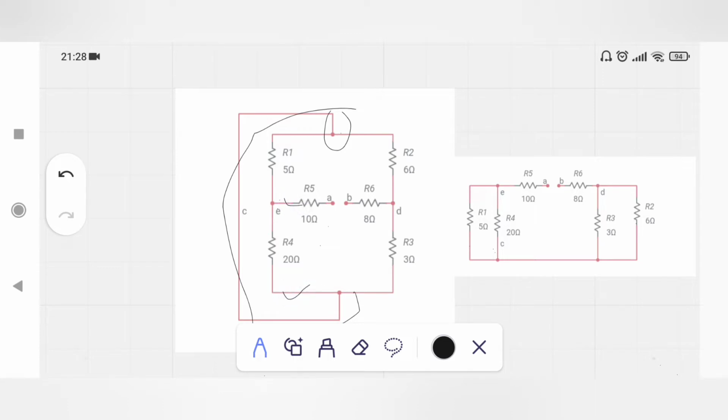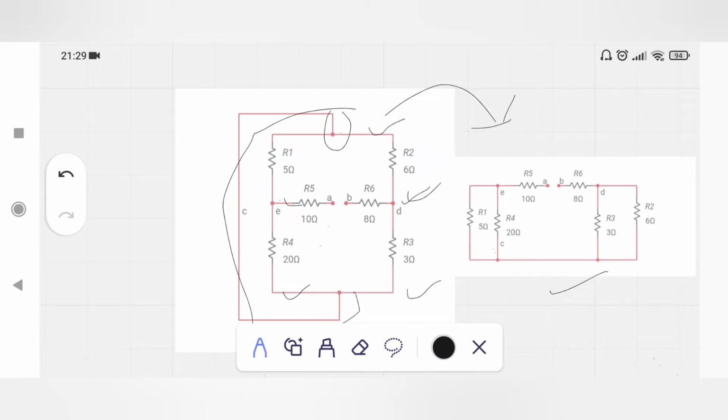Similarly, R2 is connected between node C and node D. Similarly, R3 is connected between node D and node C. I redraw the same circuit here, and you can see R1 is still in between C and E, and R4 is connected between C and E. So it means they are parallel. Similarly, R3 and R2 can be placed like this, and they are parallel to each other. Now the circuit looks quite simple and easy to solve.